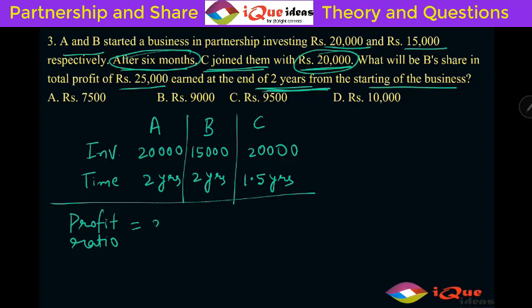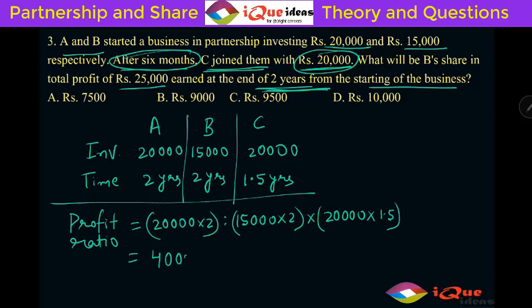So for A it will be 20,000 into 2. For B it will be 15,000 into 2. And for C it will be 20,000 into 1.5. Right? So 20,000 into 2 is 40,000. Alright. 15,000 into 2 is 30,000. Alright. And for C, 20,000 into 1.5 is also 30,000, right? So 4 zeros from all of them are cancelled and we have the ratio as 4 is to 3 is to 3, right? So the required ratio of profit share is 4 is to 3 is to 3.